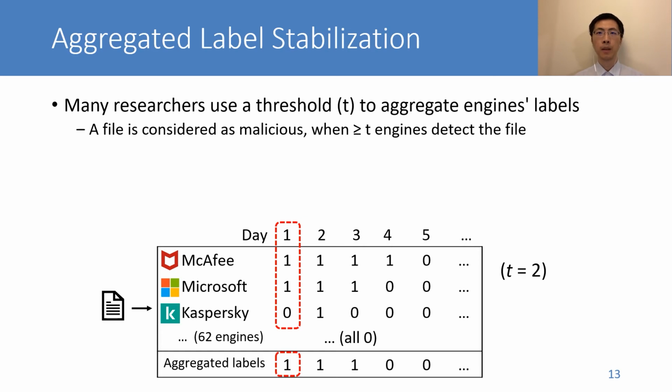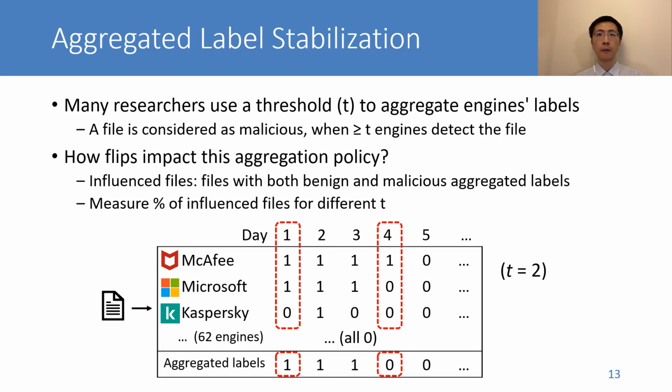Since VirusTotal engines may change their labeling decisions, the aggregated label may also change over time. On day 4, only one engine detects the file. The aggregated label becomes benign. We consider a file with both benign and malicious aggregated labels as a file whose aggregated label is influenced by flips. We measured the percentage of influenced files for different T.